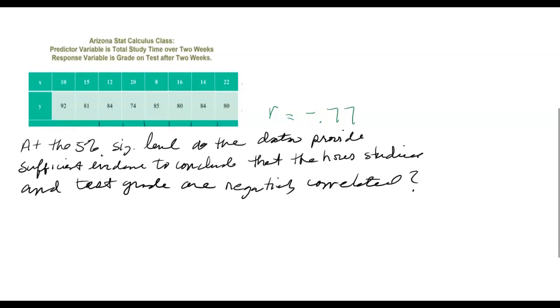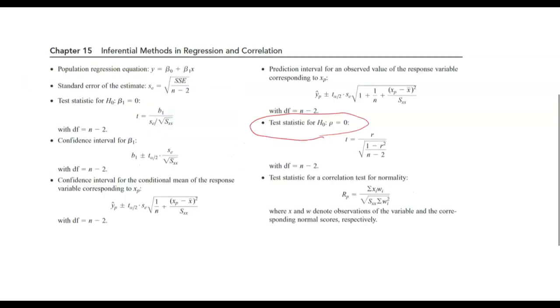So let's first just do our hypotheses, of course. H sub 0, as I stated, you can even look at your formula sheet. It's always simply going to be rho equals 0.